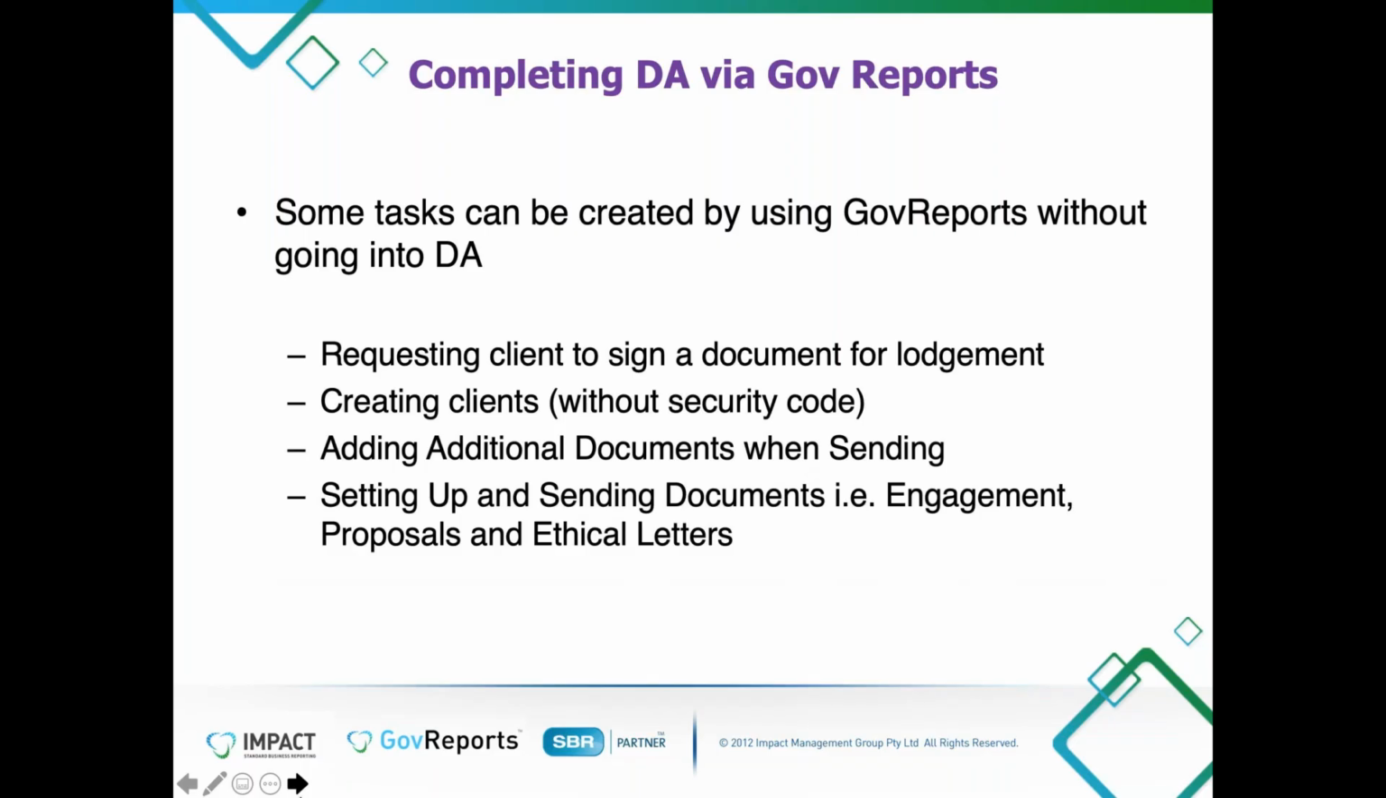You might be creating clients without security codes, which you can then go back into the digital authenticator to add a security code if you need that. You can add additional documents when sending. So you can still add additional documents when you are sending them something for lodgement. You can set up and send documents, for example, engagement letters, proposals, ethical letters. All of that can be done within GovReports, and then it flows through to the digital authenticator.